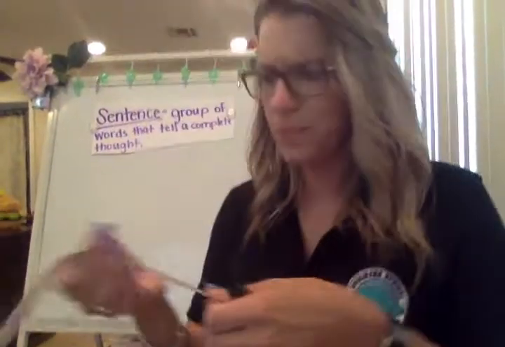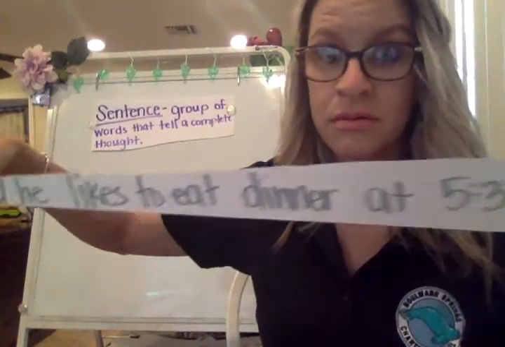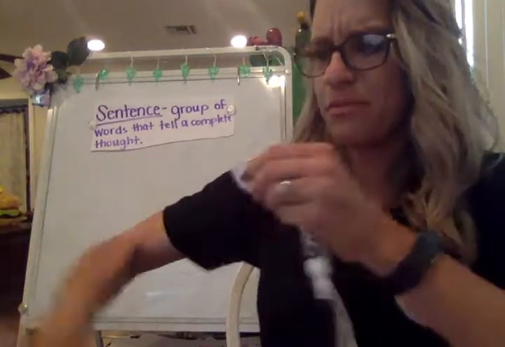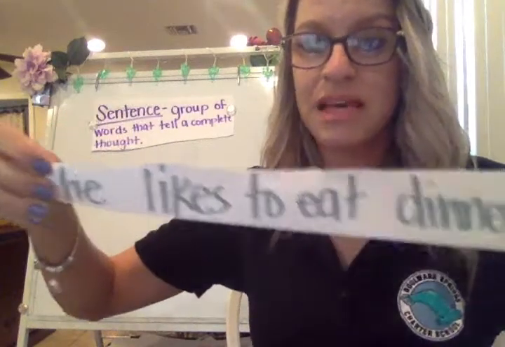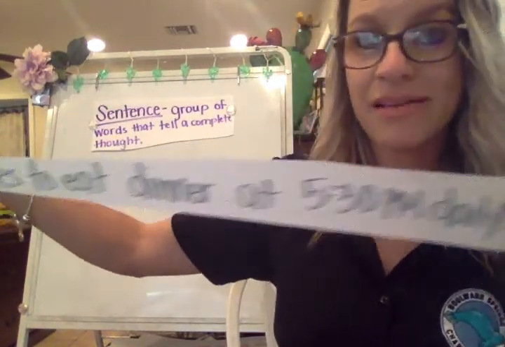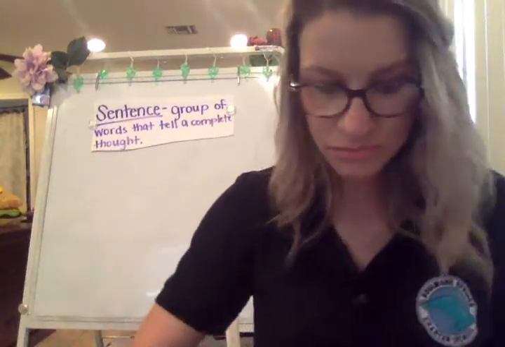Like, here's another little portion that I have. And he likes to eat dinner at 5:30. I mean, that tells me a lot, but I would not start with and. That doesn't tell a complete thought. It makes you think that something is missing. He likes to eat dinner at 5:30 p.m. daily. That could be a complete sentence. It just needs to start with a capital letter.